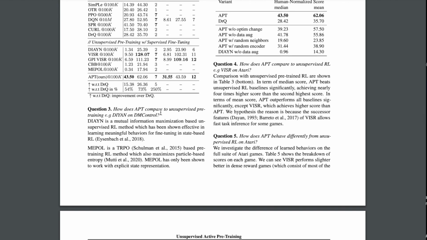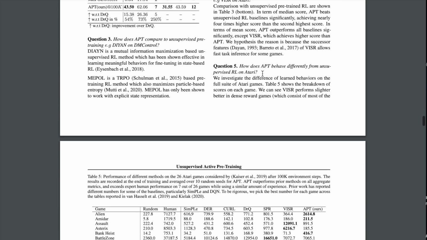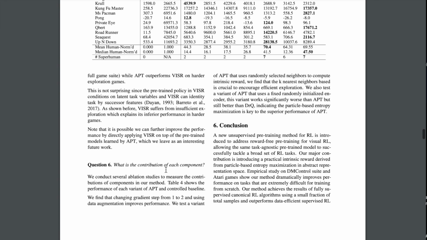So then question 3, how does APT compare to unsupervised pre-training? This is another strategy for doing unsupervised pre-training by mutual information maximization, differently from this idea of this particle entropy thing. So it's a different strategy for doing this, a similar framework. How does APT compare to unsupervised reinforcement learning? So this is another algorithm for throwing away the reward and then trying to learn representations and then fine-tune it with the reward quickly. How does APT behave differently from unsupervised RL on Atari? So also evaluating question 4 on the Atari benchmark as well as DeepMind control suite, and then ablation of each component of APT in table 4.